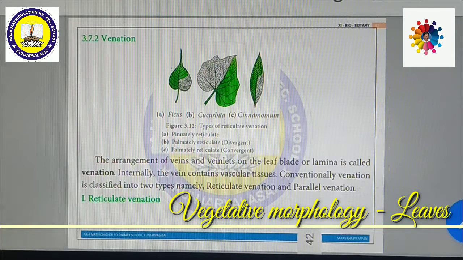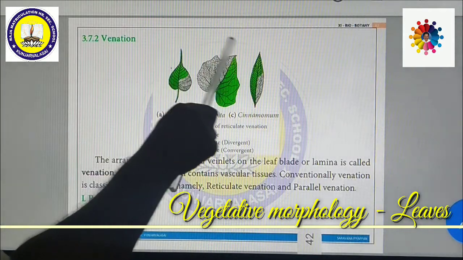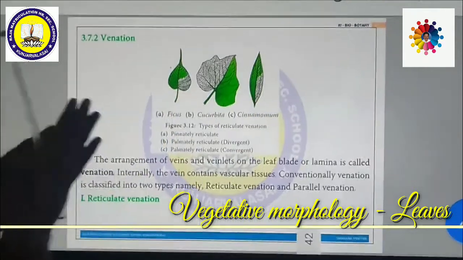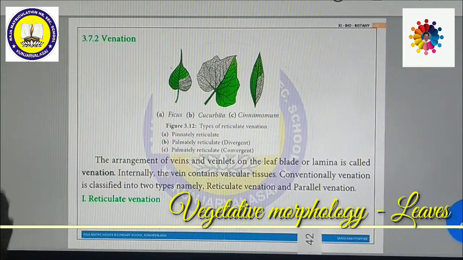Internally, the veins contain vascular tissues. So inside the veins, xylem, phloem, cambium, and all these tissues might be present. Conventionally, venation is classified into two types, namely reticulate venation and parallel venation. Most probably reticulate venation is common in dicot plants. Parallel venation is most probably common in monocot plants. First of all, we shall see reticulate venation. The reticulate venation itself is divided into two types: pinnately reticulate venation and palmately reticulate venation.